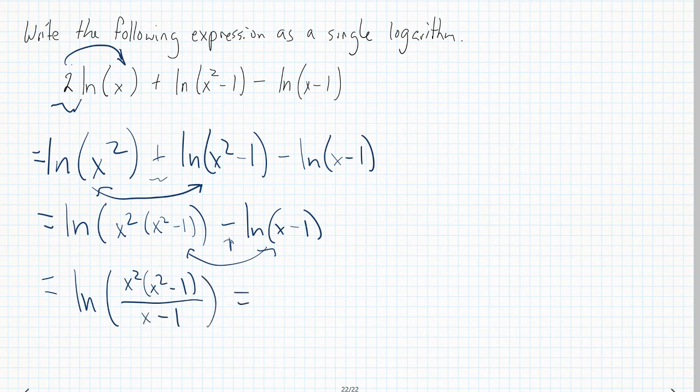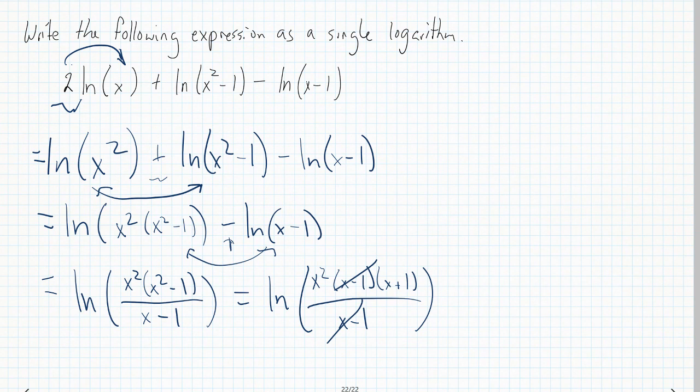And notice now, here's where the fun begins. We do have a single logarithm, so we could be considered to be done, but just for kicks, x squared minus 1 is x minus 1 times x plus 1. And so notice your x minus 1s would cancel, and you're left with natural log of x squared times x plus 1, and that is a final answer.